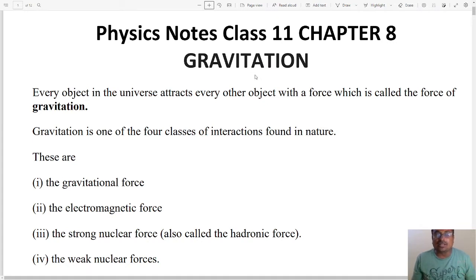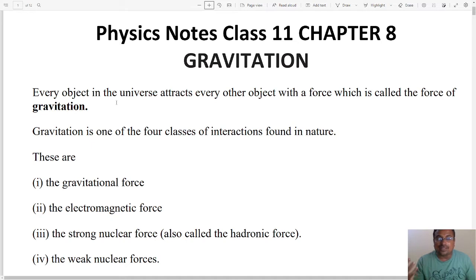It is not only on Earth. After that, Newton studied that it is a universal phenomenon. Every object in the universe attracts other objects with a force. That force is called gravitation. If Earth attracts the object, that is called gravity.